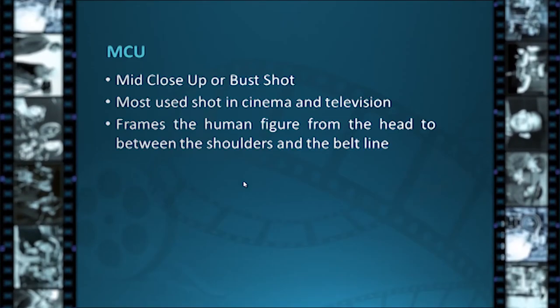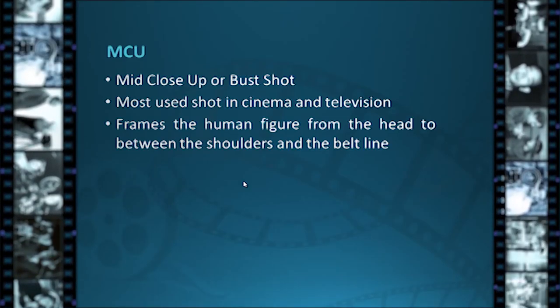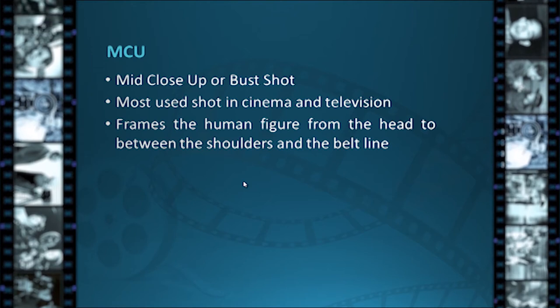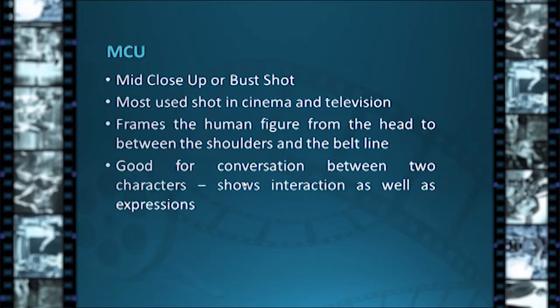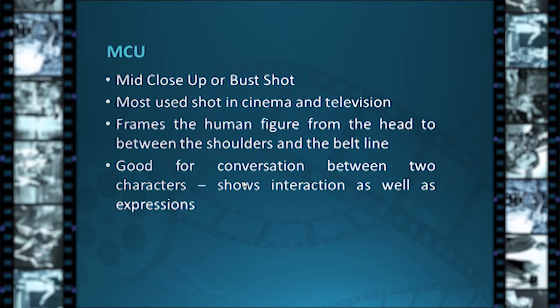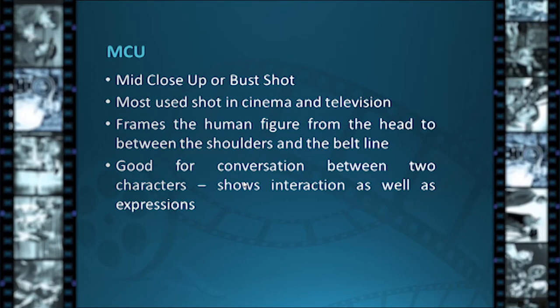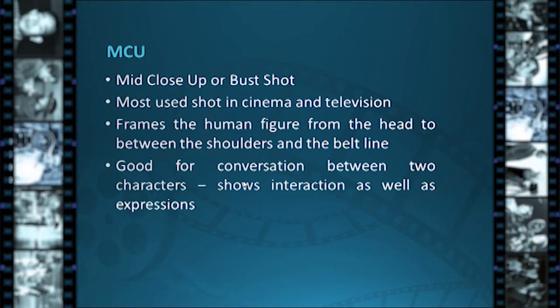Now, what it does is that it frames the human figure from head to just between the shoulders and anywhere between the belt line. So you have your waist and the shoulder. So anywhere from your head to anywhere between these two places, this kind of a composition is known as your mid close up. It's good for conversations between two characters when you want to show interaction, when you want to show expressions or reactions from the other person, this kind of a composition is used.